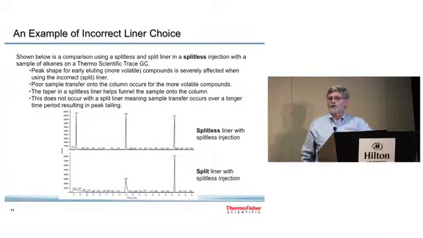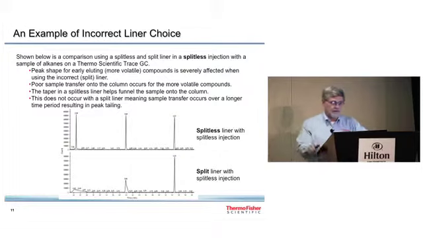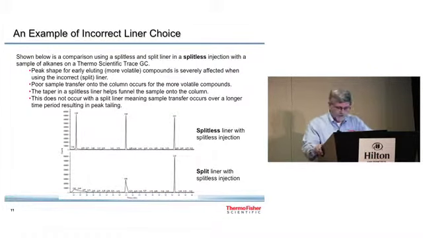This is what happens when you use the wrong liner. The bottom chromatogram is using a split liner with a splitless injection. And this is C8, C10, and C12. And you can see what happens to your first two compounds. And then going back and injecting with the correct liner, the splitless, you can see the nice peak shapes that you get. So it does make a difference.